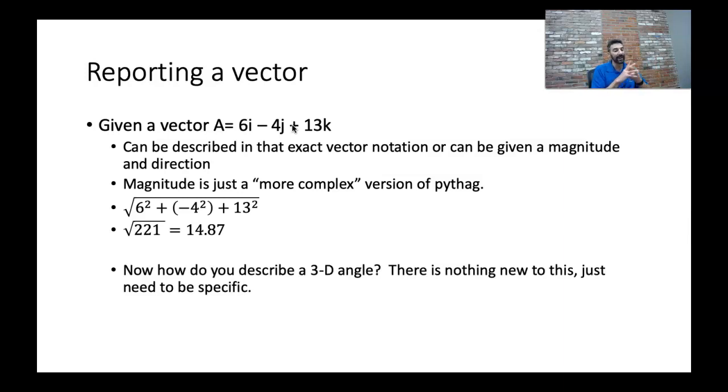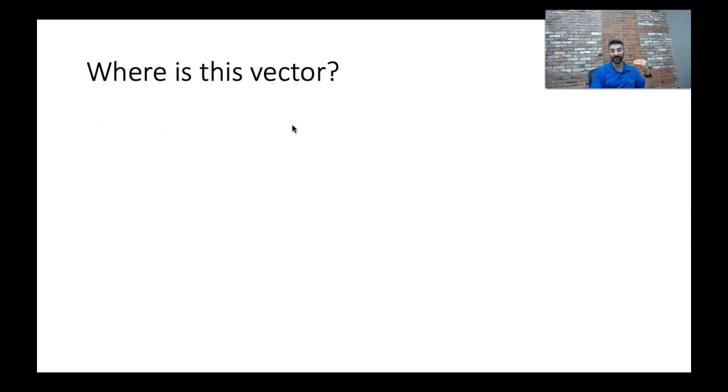The 3D angle is where people are confused. How do I report an angle in 3D? Well, we don't need to. Remember, we are very specific in physics. We're giving reasons why we use things. So all we need to do is describe where you are with respect to a certain side, the x-axis, the y-axis, or the z-axis.